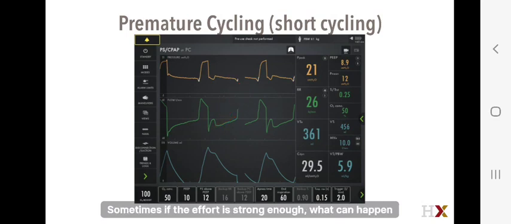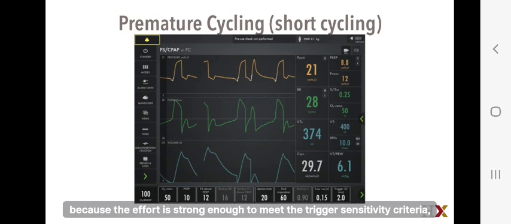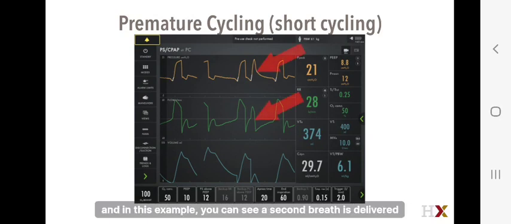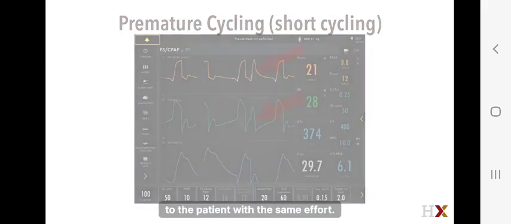Sometimes if the effort is strong enough, what can happen is the ventilator can sense that the patient wants a breath because the effort is strong enough to meet the trigger sensitivity criteria. And in this example, you can see a second breath is delivered to the patient with the same effort.